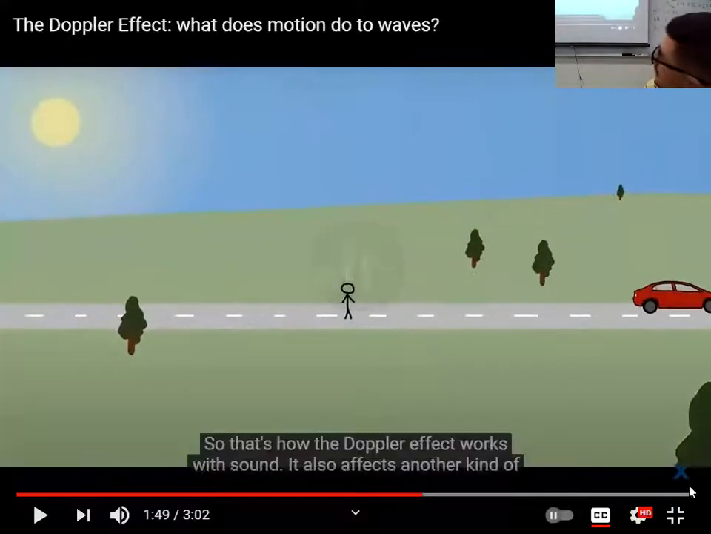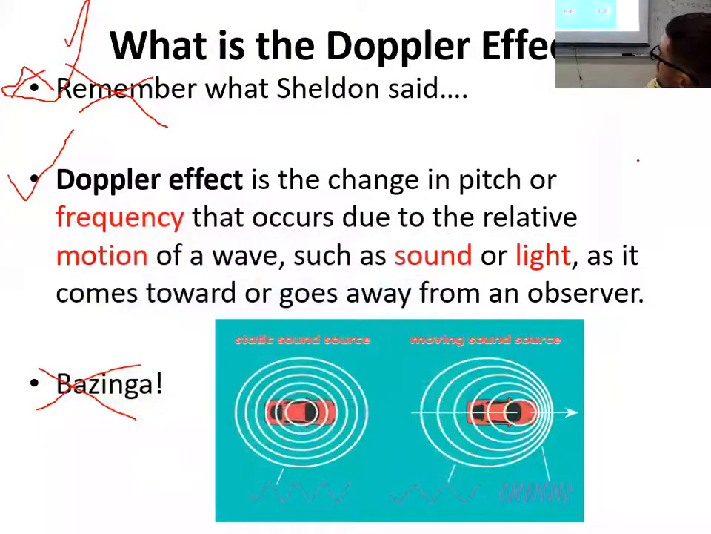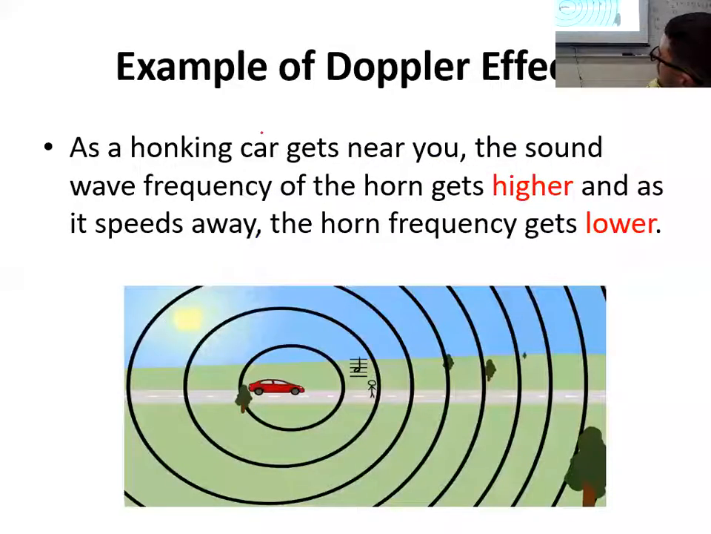All right. So as we just saw for you there, we see the car approaching and then leaving, and we're going to check out how that affects Doppler as well. So the example, guys, is right here. As a honking car gets near you, the sound wave frequency of the horn gets higher, the pitch gets higher, right? So it's like when a car drives by, it's gonna vary and differ in its sound as it goes toward and then away from you.